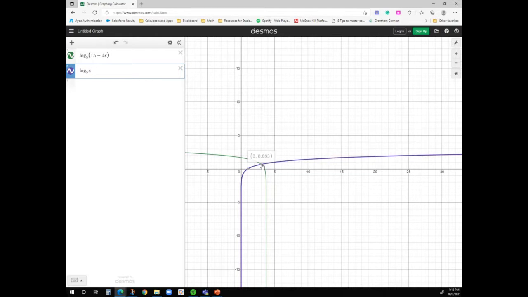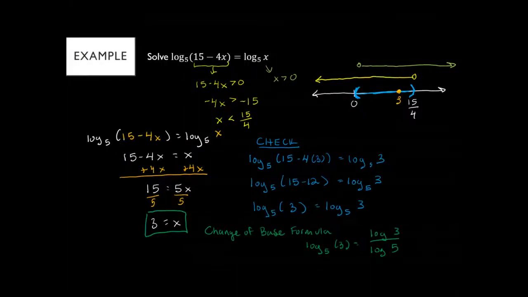And you can kind of verify that with the change of base formula. If you did the log of 3 divided by the log of 5, you get 0.683. We don't care what the output is, the y value, we're just double checking our x value, and that's equal to 3. So the graph confirms that x equals 3 is a solution to this equation, and our number line basically also confirms that.